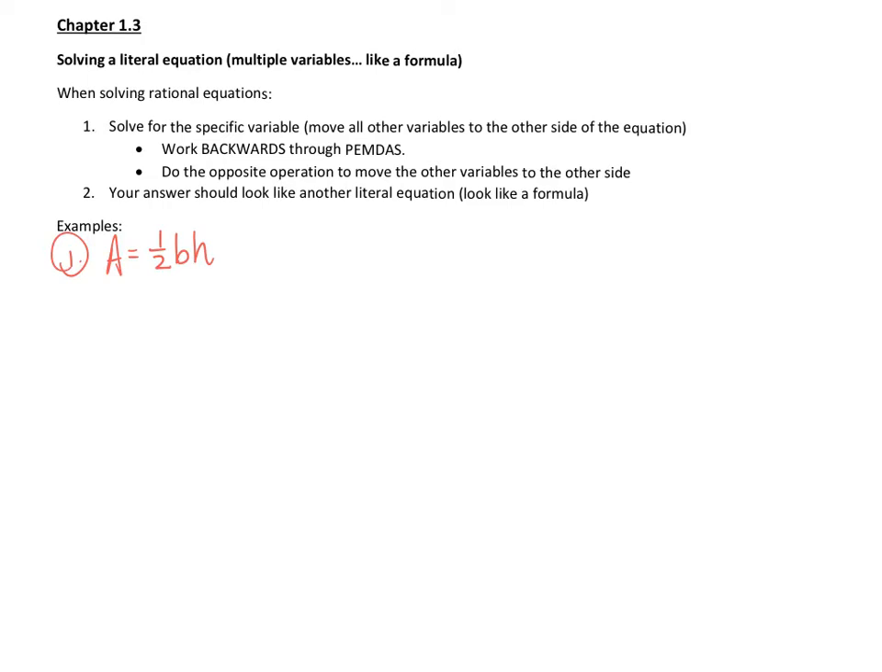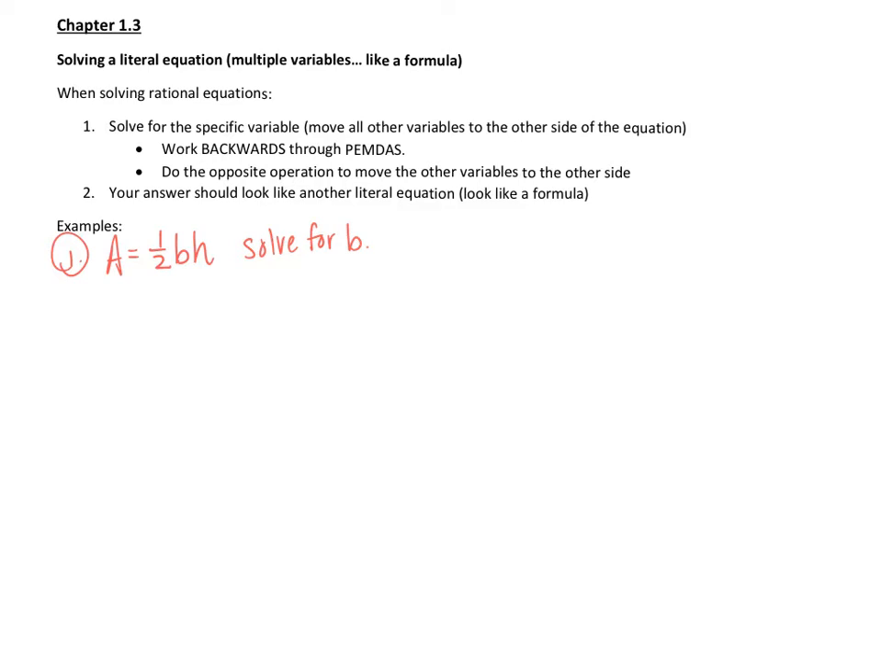Some of us might remember that as the area of a triangle, 1/2 base times height. We are used to it being solved for A, but let's say instead we want to solve for B. With a literal equation, they give us some formula or equation, but they tell us to solve for a different variable than what is already solved. So we want to isolate the variable they are asking for the same way we would have solved a regular linear equation for the variable x. It's just a different variable this time.